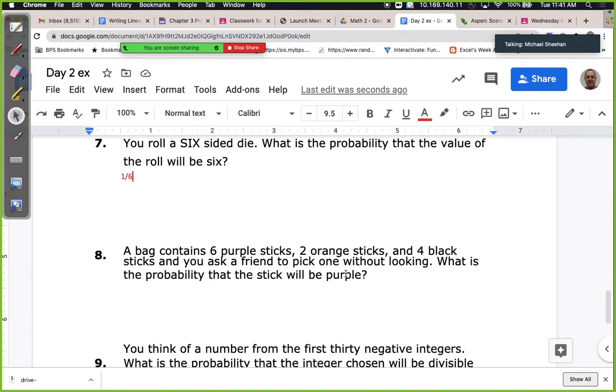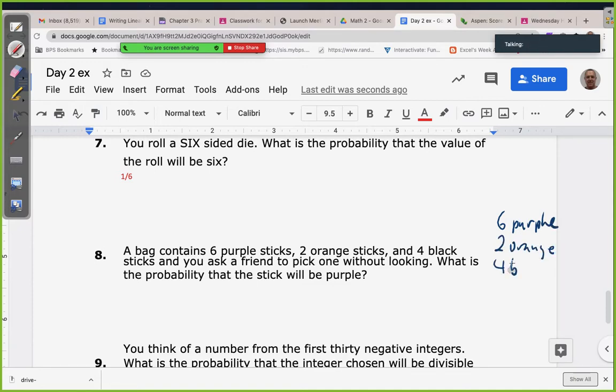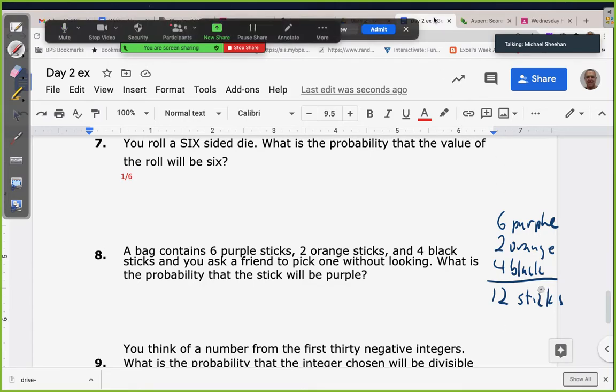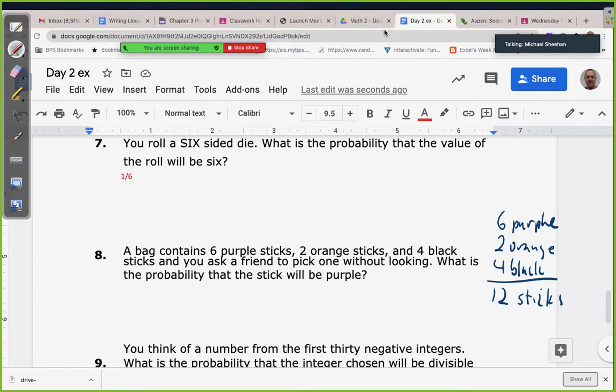All right, almost done here. A bag contains 6 purple sticks, 2 orange, and 4 black sticks. So let's add them all up. That's 12 sticks. I asked my friend to pick one without looking. What's the probability that we're going to get a purple? Well, there's 6 out of 12, right?